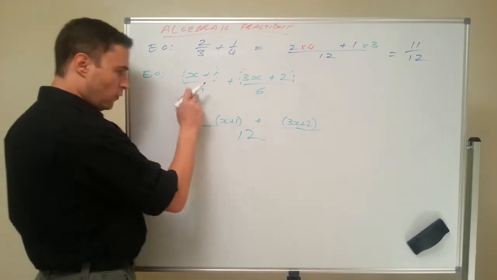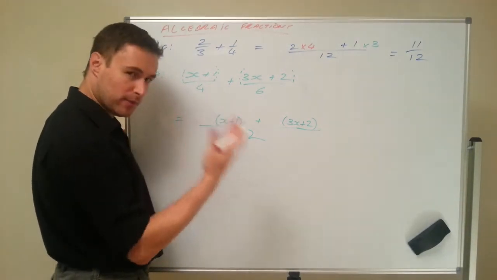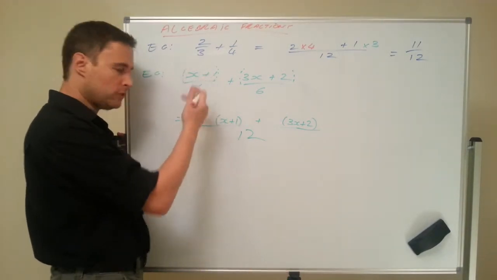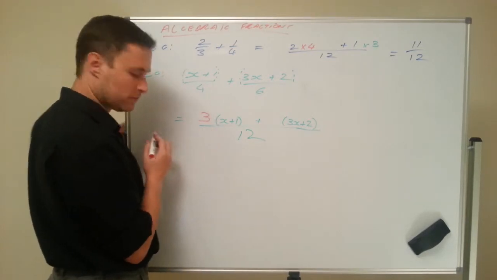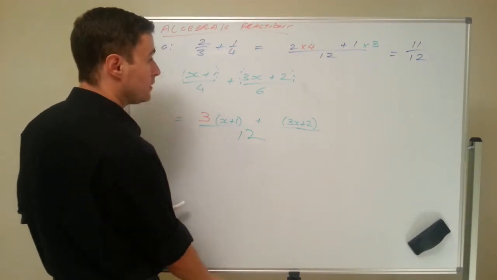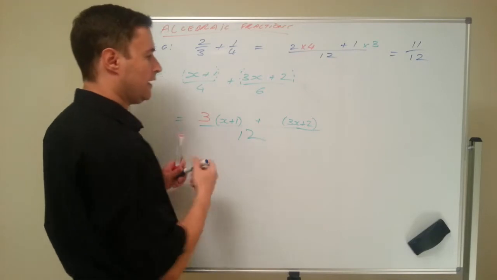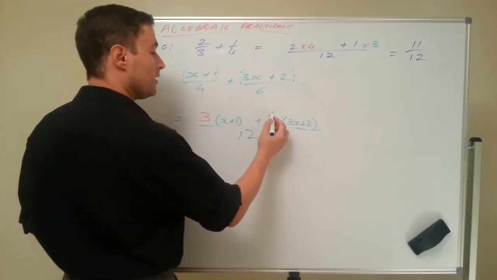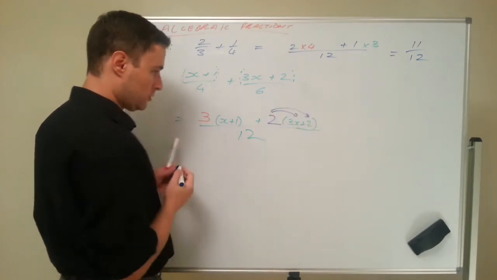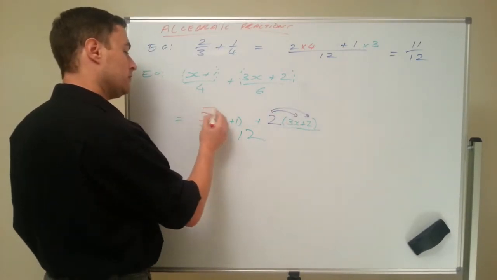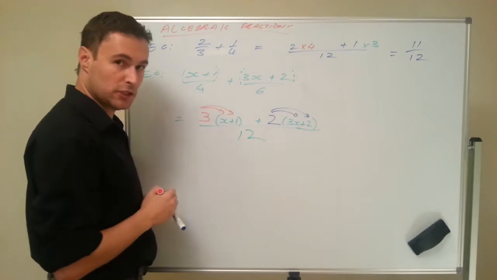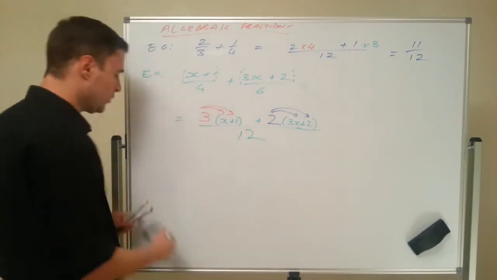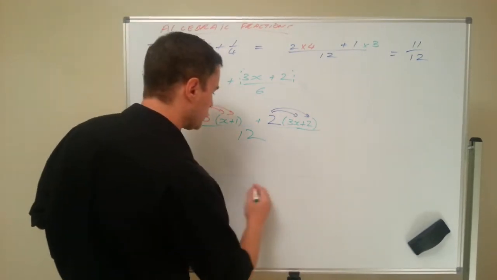What I need to do to 4 to make it 12, I need to times it by 3. So what I need to do to the numerator, I have to times it by 3. What I need to do to 6 to make it 12, I have to times it by 2. So I have to do the same to the numerator. So now I'm going to distribute that 2 to each of those, and I'm going to distribute this 3 to each of those. Alright, so here's what we've got, all over 12.